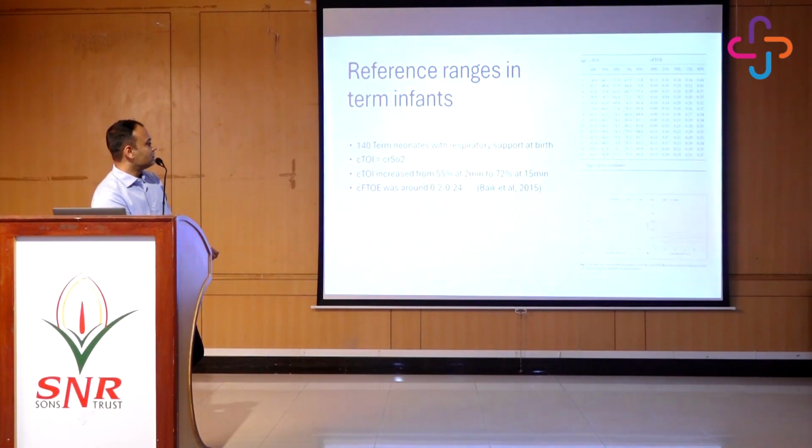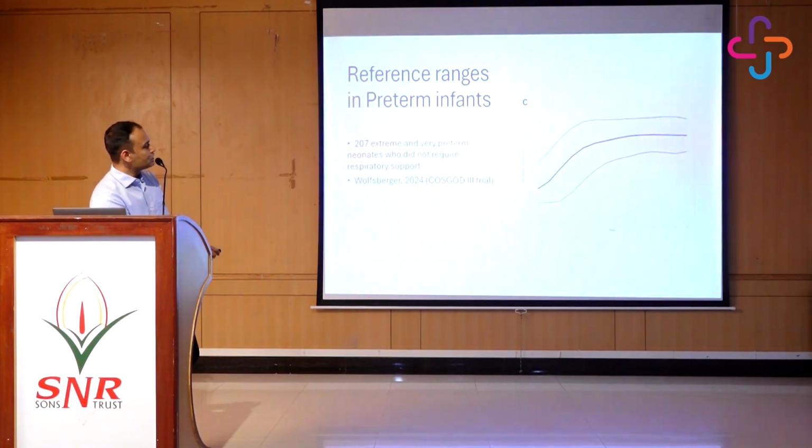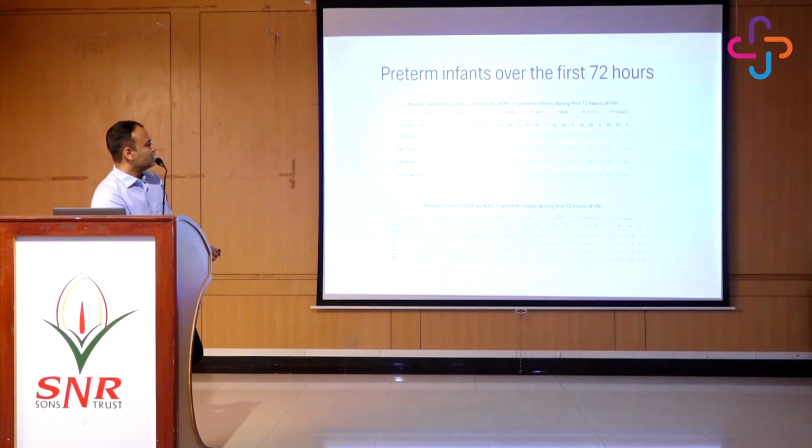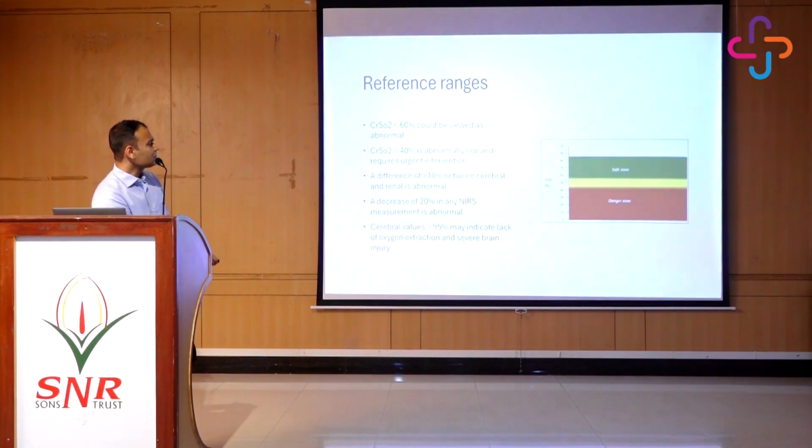You can see that after birth, at about 15 minutes, it reaches 72. Preterm babies might take a slightly longer time to reach that level, but 60 to 80 is the normal tissue oxygenation. Just an easy chart to remember. If cranial SATs are less than 60, they are abnormal, but if they are less than 40, it is definitely a danger zone. We need to intervene to improve oxygenation of the brain.